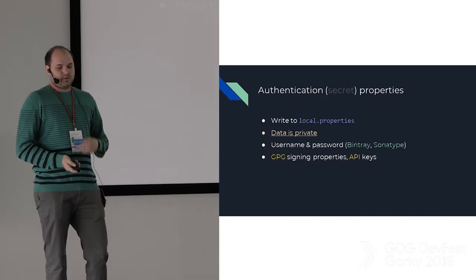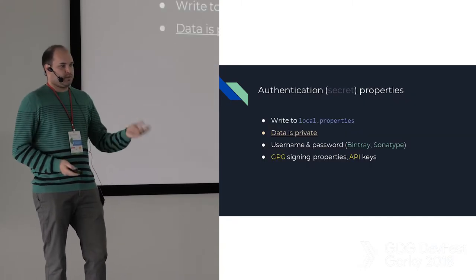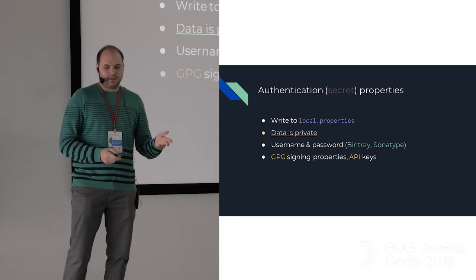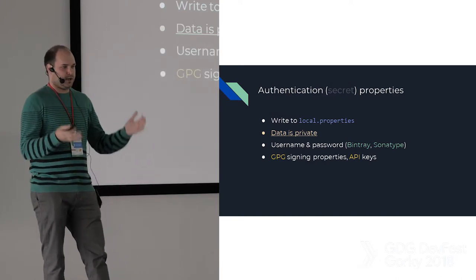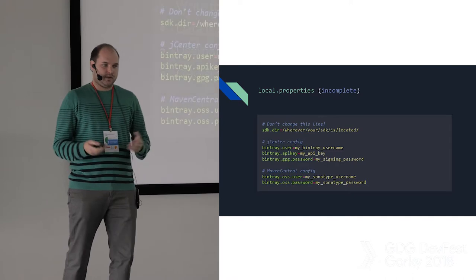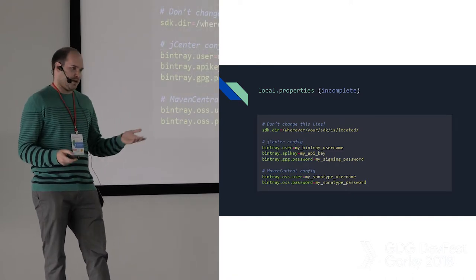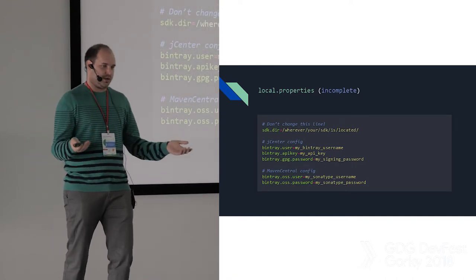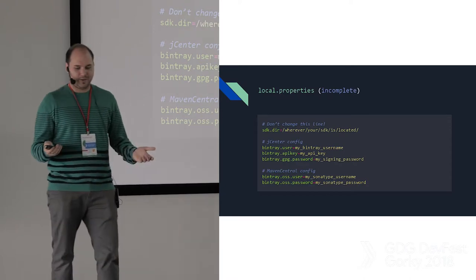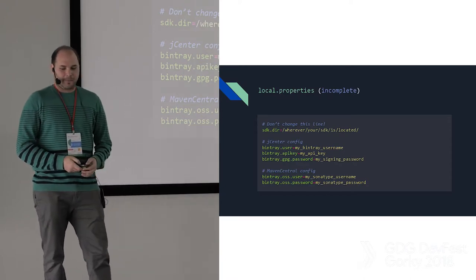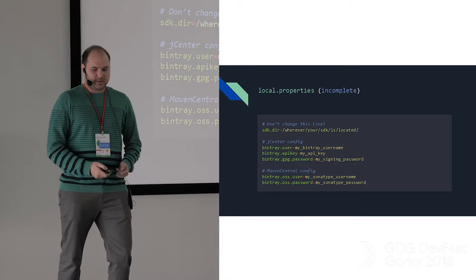So there are some secret properties, like your password, username, credentials. And you can have them all in one file. And it's really easy to maintain. But just make sure that you don't upload this file to GitHub, because then everyone will have your credentials. And basically, you configure it like this.